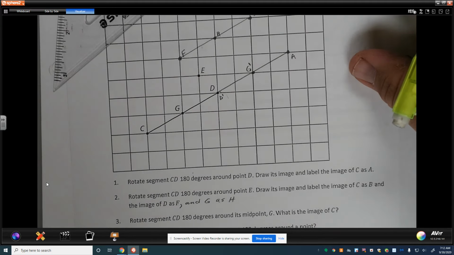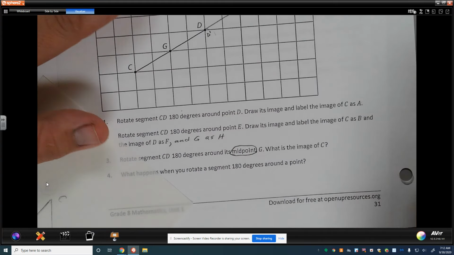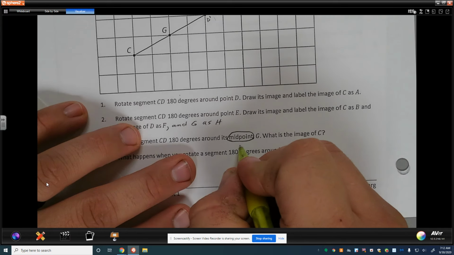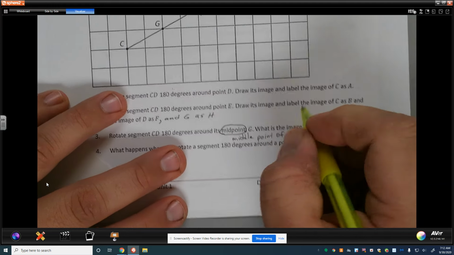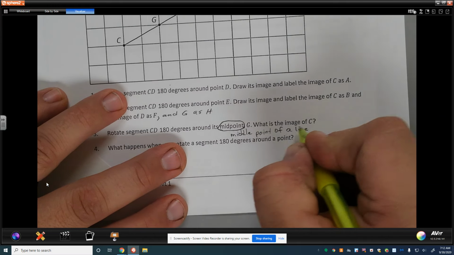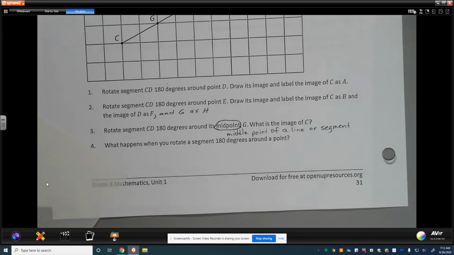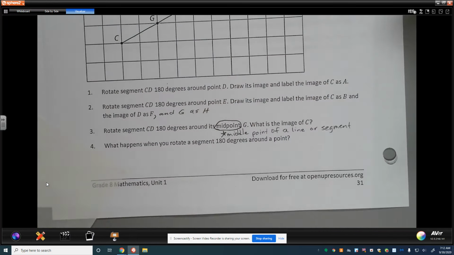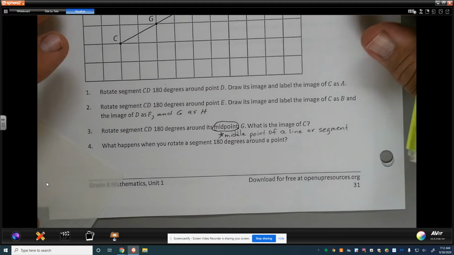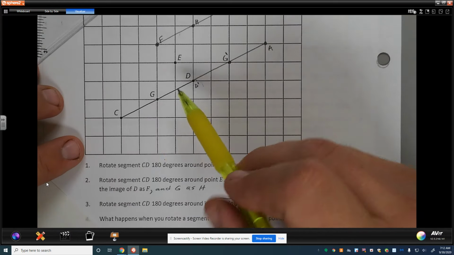If we take a look at these pieces, we rotate segments DC or CD 180 degrees around its midpoint. Welcome to a new word, midpoint. Midpoint is the middle point of a line or segment. This principle is going to come in big as we go through our work. We've kind of talked about it here and there, but this is something that's a new vocab word for some. We can't forget about it as we're going to use it down the road. So when we look at this around its midpoint G, we're looking for the middle of segment CD.